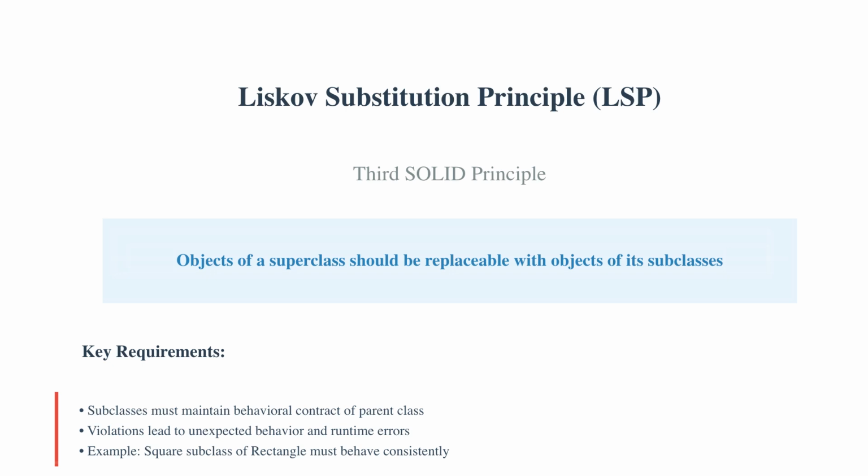Most importantly, subclasses must maintain the behavioral contract of the parent class. This means they can't weaken preconditions, strengthen postconditions, or throw unexpected exceptions. Think of it as a promise.